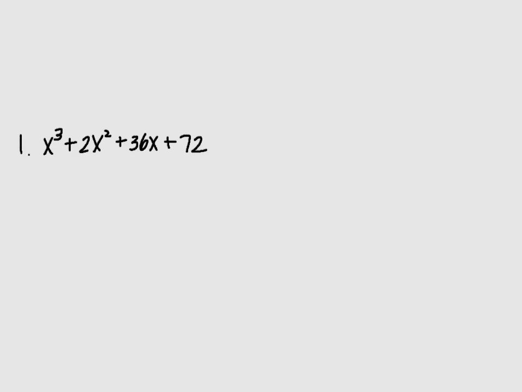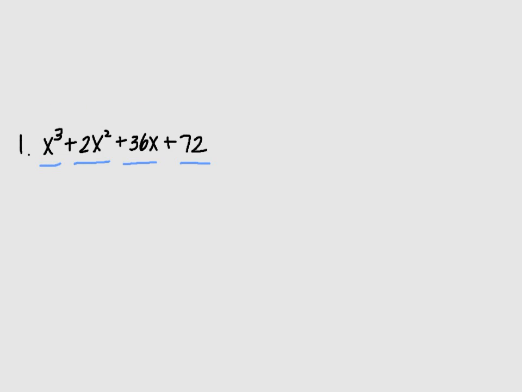Okay, so in example number 1, we see a polynomial with 4 terms: x cubed, 2x squared, 36x, and 72. Let's see if we're able to factor this by GCF. I have an x cubed in the first term, an x squared in the second term, an x in the third term, and no x's in my fourth term, meaning that the variable x is not part of the GCF.